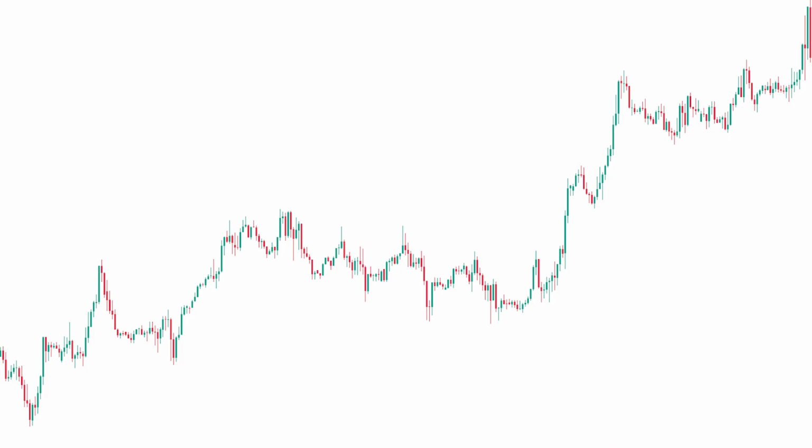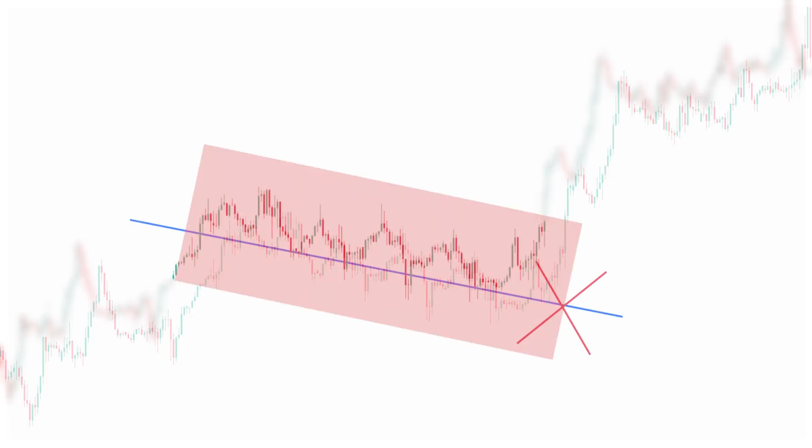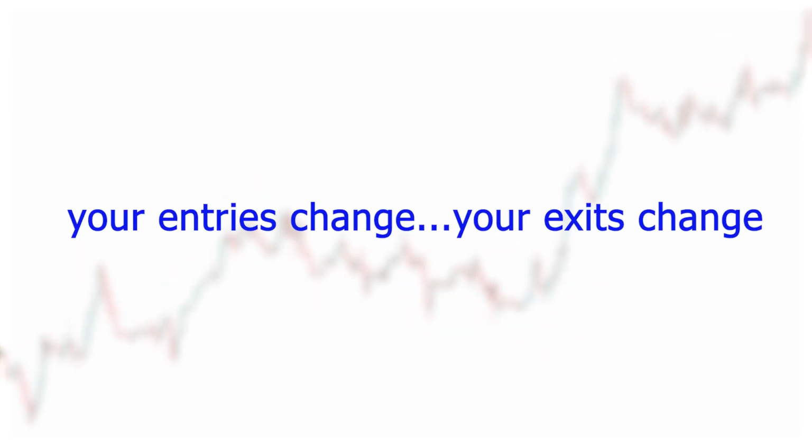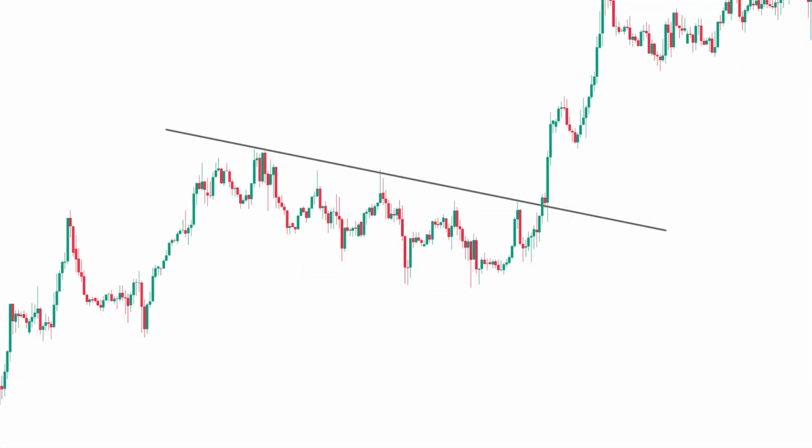But here's the kicker. It's not the market. It's the line you're drawing. Get this right, and your entries change, your exits change, everything. Simple, clean, but deadly accurate.